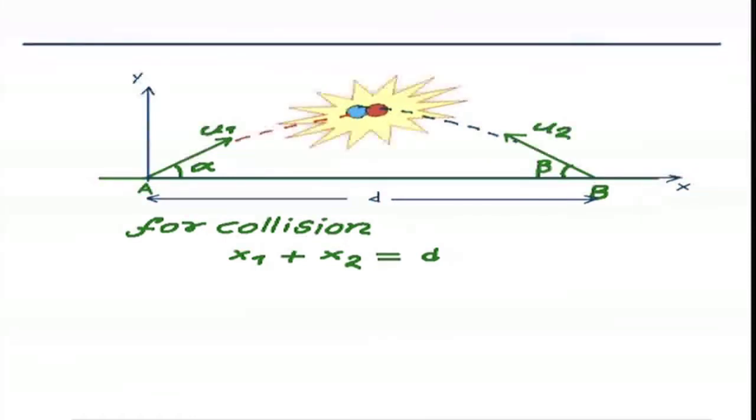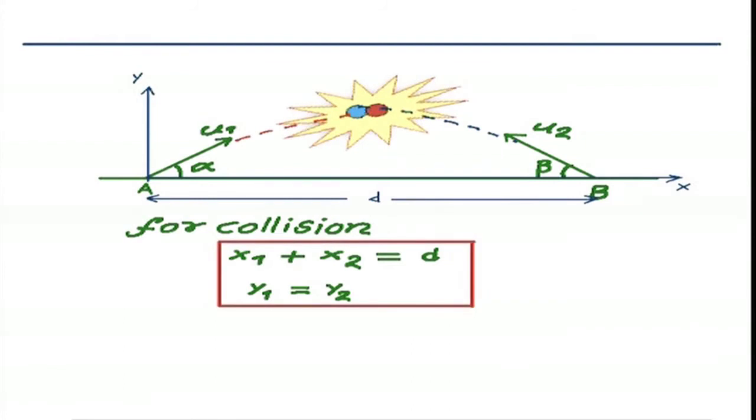And if we talk about the y coordinates of positions of both the projectiles, then the y coordinate of projectile number 1 must be equal to y component of the projectile number 2. If this scene occurs, then collision will take place. Then how to solve under this given condition?